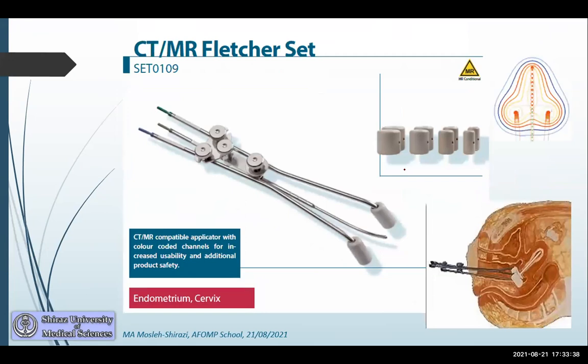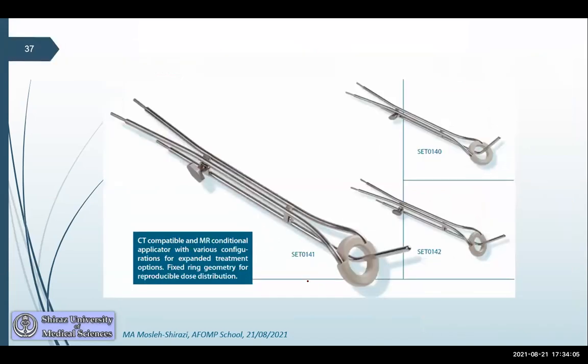Here's the highly dominant tandem and ovoids applicator, Fletcher one here. Of course, many of these for MR guided radiotherapy can nowadays be MR compatible. And as you can see, the insertion of the intrauterine tube and the two ovoids. Another version of that is the tandem and ring. Because of the more rigid structure, it can be more reproducible positioning.